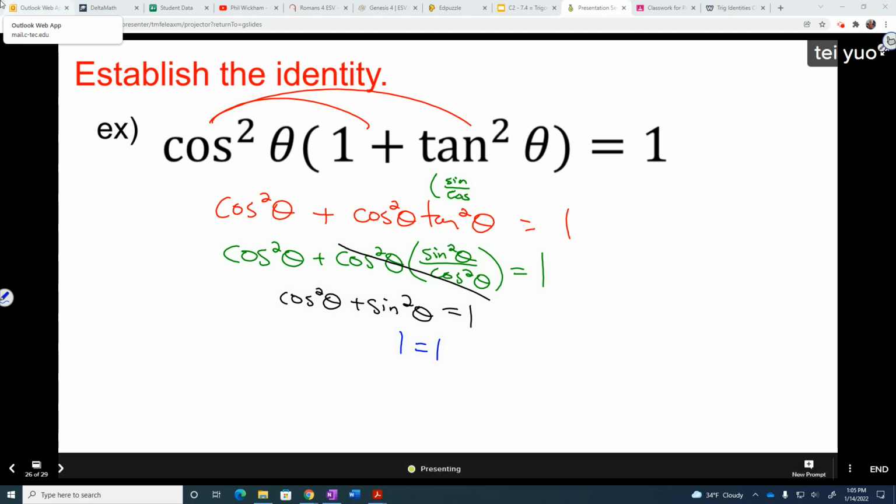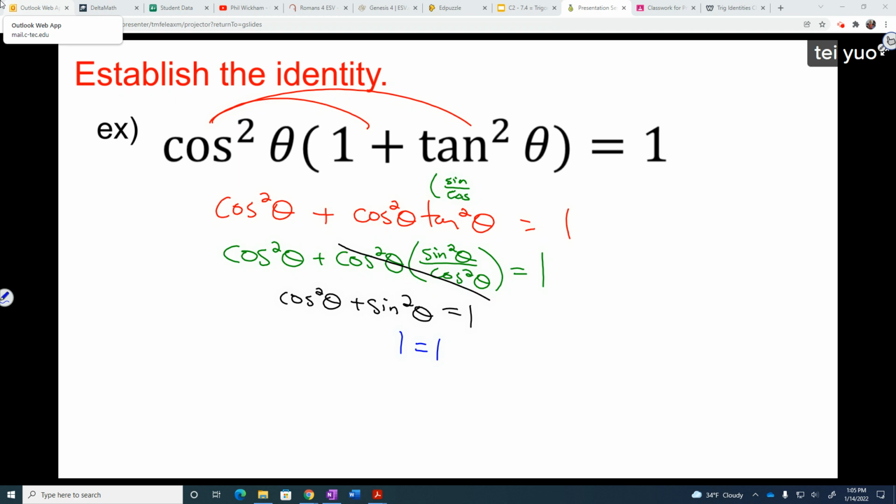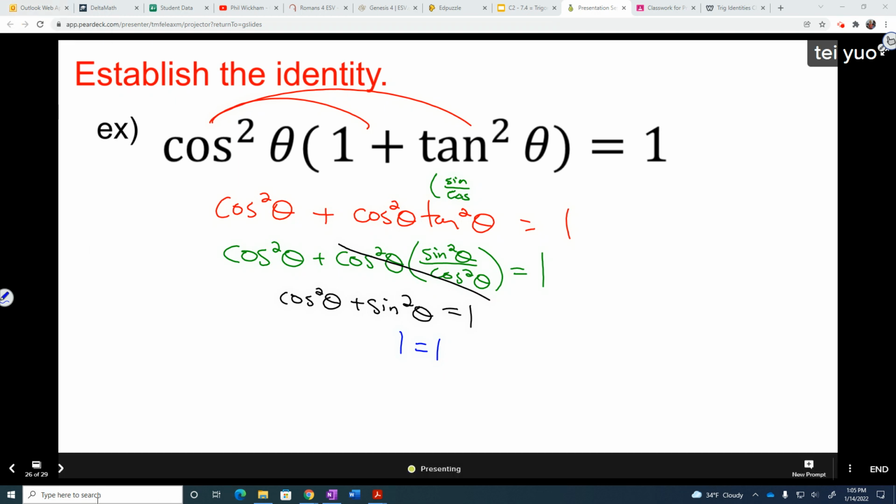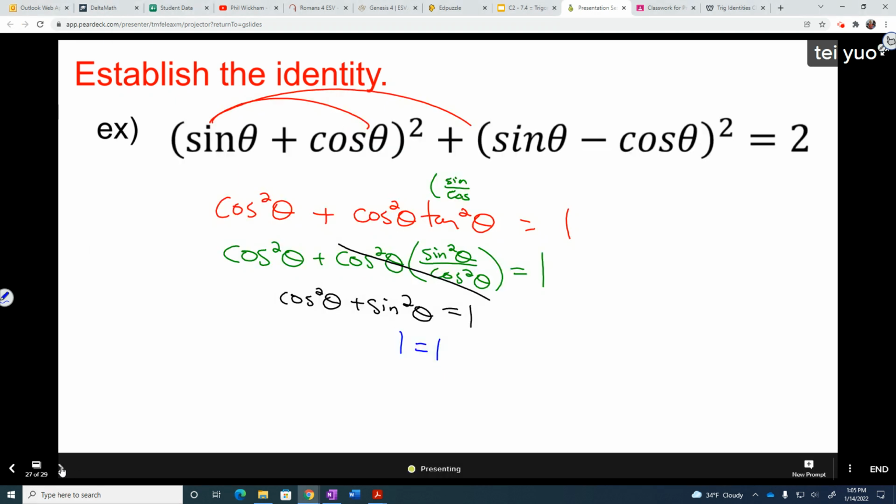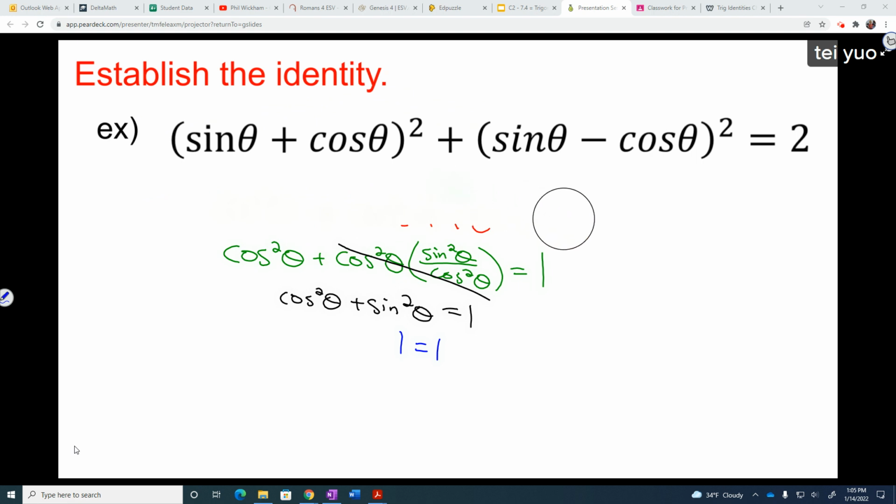All right, last one, and then you guys can do some on your own. Hopefully you're getting pretty comfortable with how to do these at this point. This one's a little bit longer. So we've got sine theta plus cosine theta, whole quantity squared, plus sine theta minus cosine theta, whole quantity squared, equals 2.